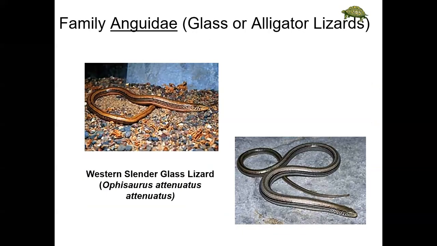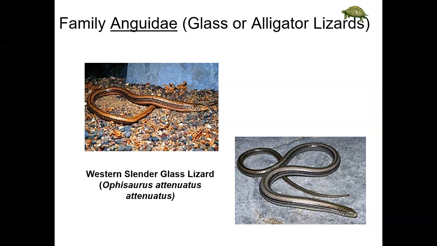A family you may not be familiar with is the family Anguidae. These are our glass or alligator lizards. And Indiana is actually home to one of our legless lizards, the western slender glass lizard, Ophisaurus attenuatus. And so for those of you up in Newton County, the northwest part of the state, you may have encountered slender glass lizards, and oftentimes people think they're snakes, right? Because they lack legs.